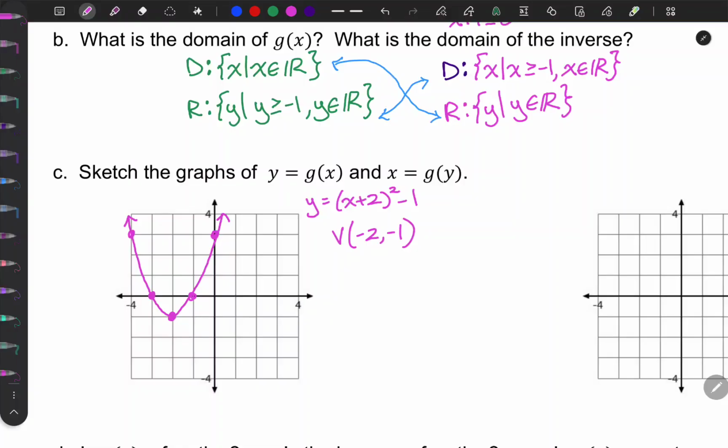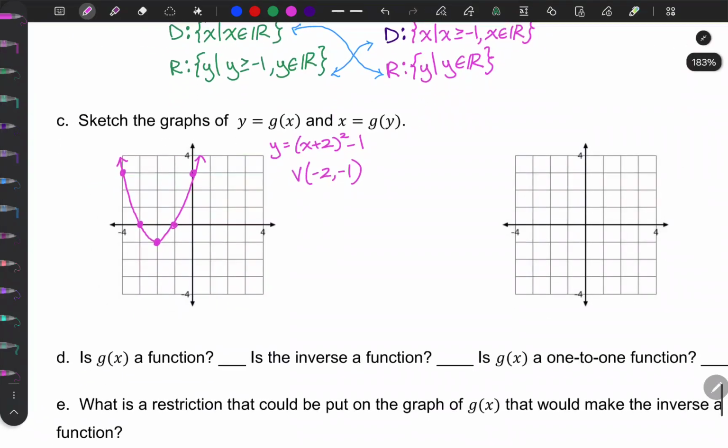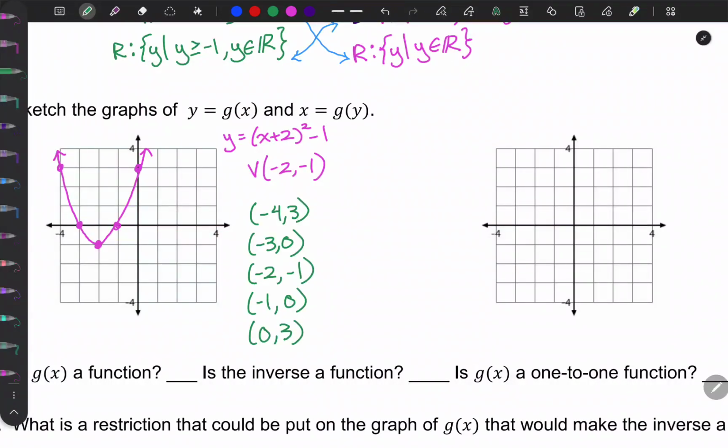Now the fastest way to find our inverse is just to take our x and y values and swap them. So you can draw the square root function and do both the positive and negative, but given that we have all these key points, why don't we use our key points? So we have a point at -4, 3, at -3, 0, -2, -1, -1, 0, and 0, 3.